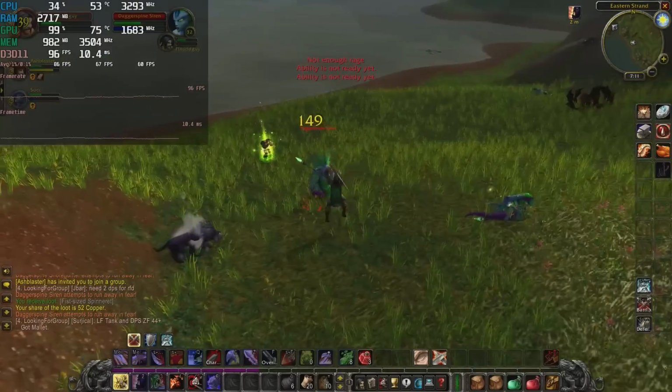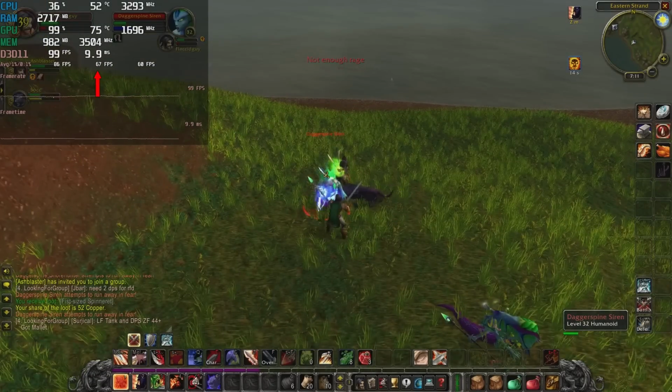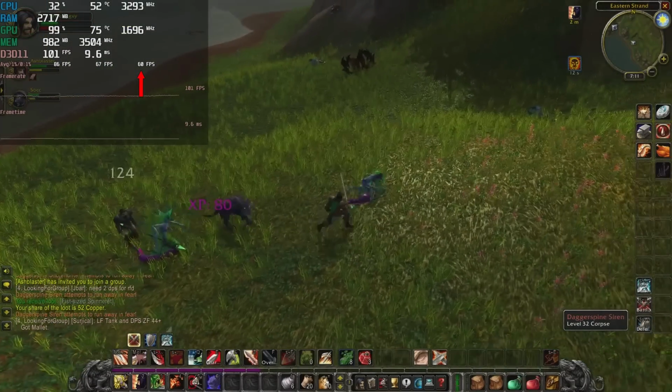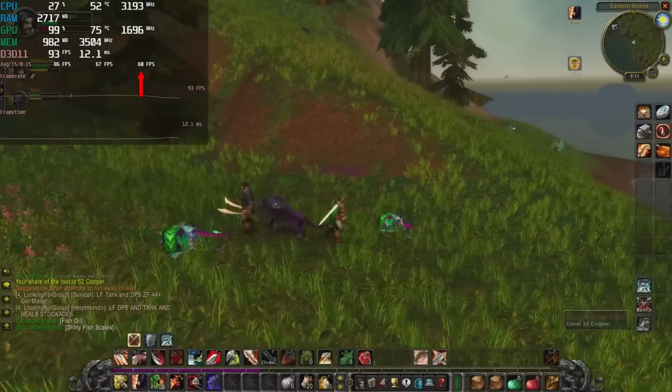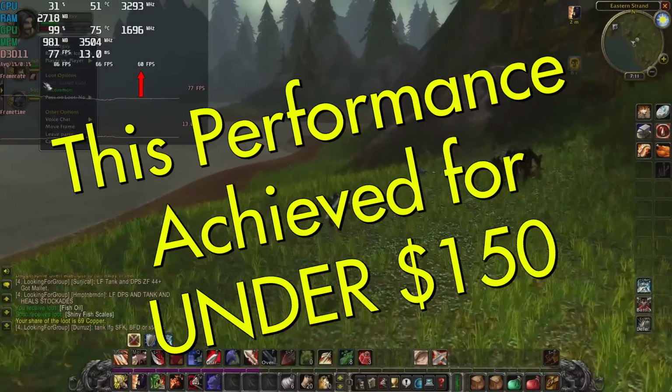Out in the world, questing and killing mobs, the average went down a bit to the mid 80s, but the 1% and 0.1% lows were at 60 FPS or higher. I'd say these numbers are pretty ideal for a system coming in at a total of $150 or less.